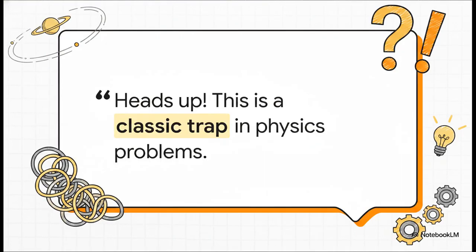Okay, hold on a second. Pause. This right here is a classic trap. This is where so many people get stuck. You might be looking at that equation and thinking, wait a minute, the problem never gave us the planet's mass or the radius of its orbit.